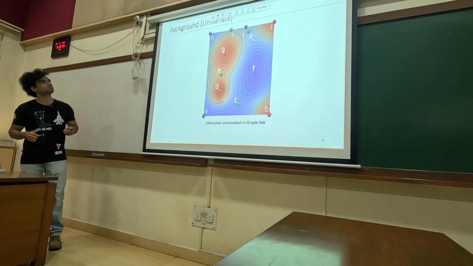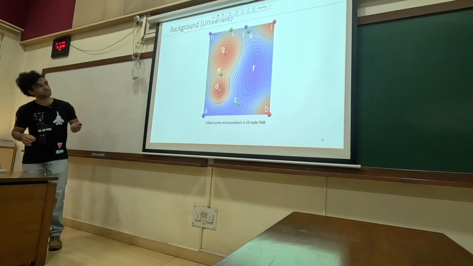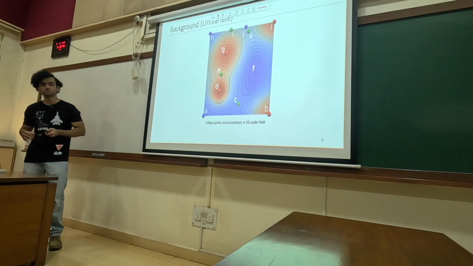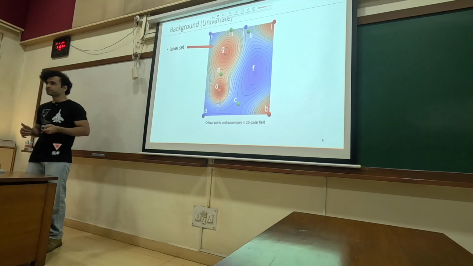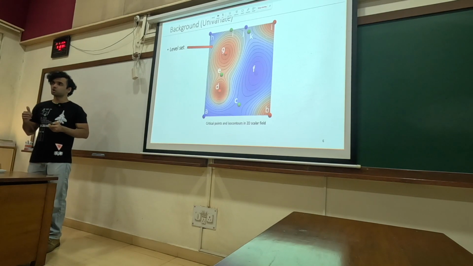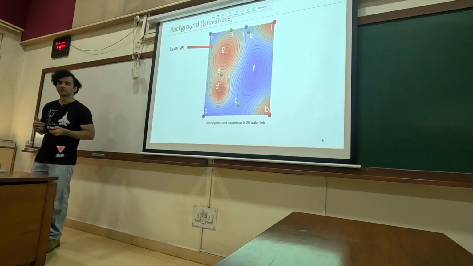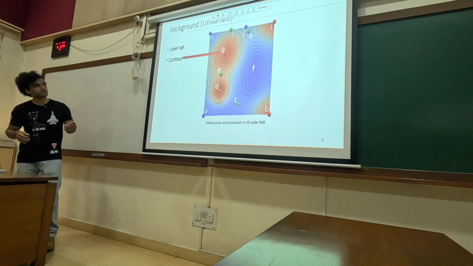First, some terms about the univariate fields. Here we have a two-dimensional scalar field. The blue color represents the low values, and red color represents the high values. A level set is the set of points where all the points have a constant iso value, k. It is also called an iso contour, or isosurface in higher dimensions. A level set can have multiple connected components. A single connected component of the level set is called a contour.